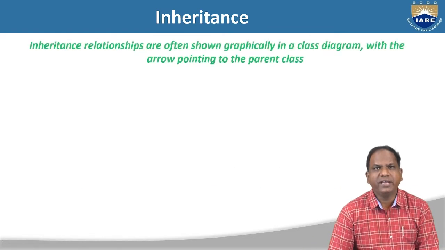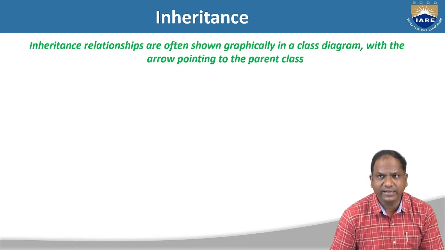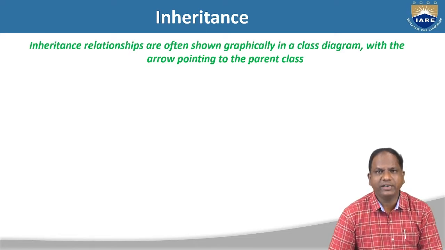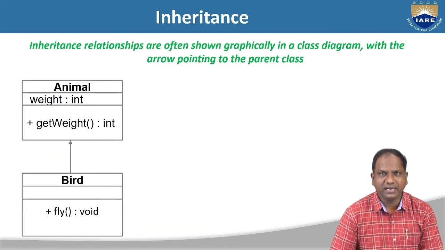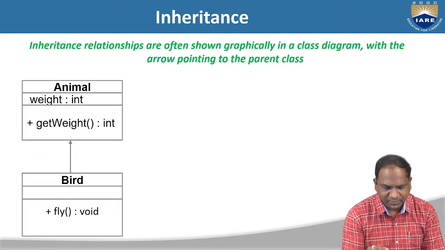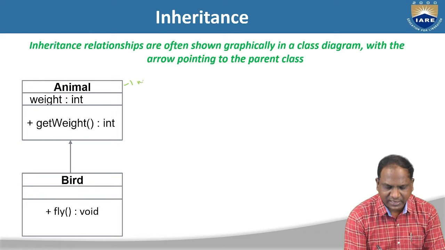Now, inheritance relationships are often shown graphically in a class diagram with an arrow pointing to the parent class. Now see a small class diagram. This is a class diagram. It contains three compartments. The first compartment is the name of the class.